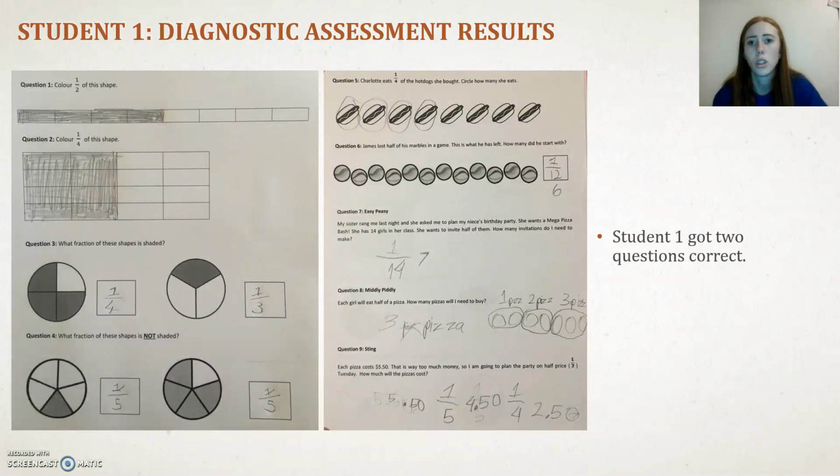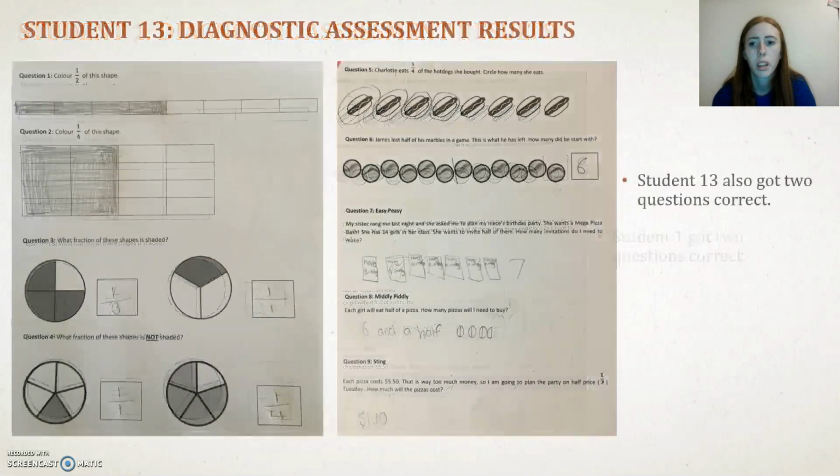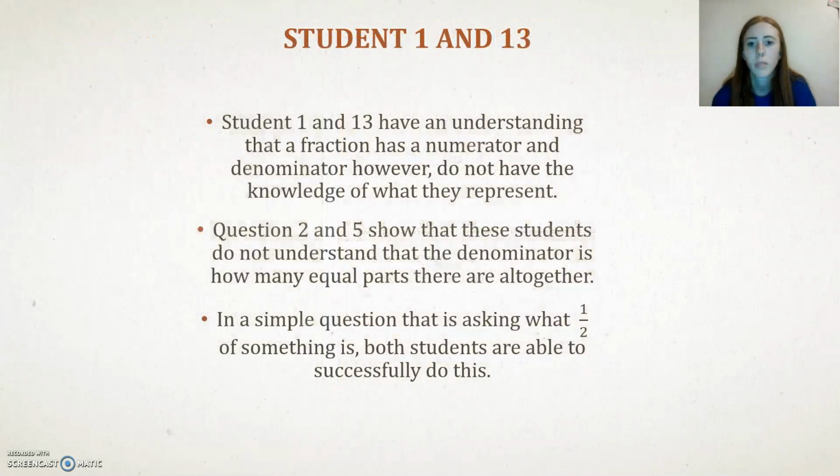I chose 2 students. This is Student 1's diagnostic assessment results. They got 2 questions correct. I also chose Student 13. Here, Student 13 also got 2 questions correct on their diagnostic assessment. Students 1 and 13 have an understanding that a fraction has a numerator and denominator, however do not have the knowledge of what they represent.